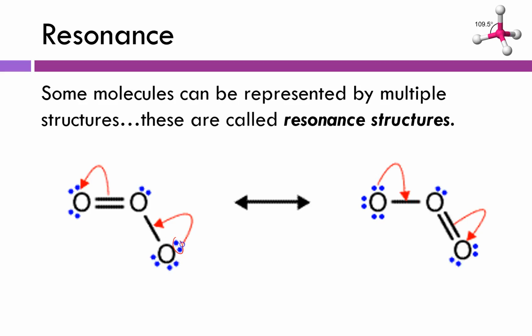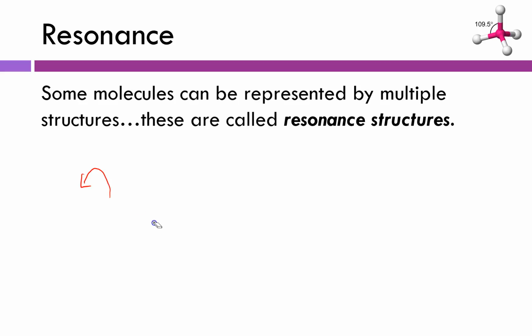I could take this pair of electrons and move them in between these 2 oxygen atoms. That would cause one of these shared pairs of electrons to move. I can go vice versa. You get a resonance structure. Let's erase those as well.